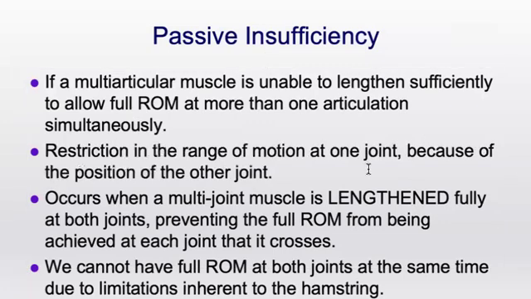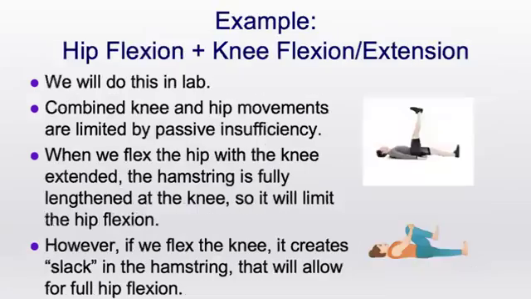Okay, this is when you have lengthened a multi-joint muscle fully at both ends, and it's going to prevent range of motion from being achieved at each joint. So you cannot have full range of motion at both joints when you have a multi-articular muscle. And so the example you're going to use in lab is the hamstring. And maybe you've done this before, maybe you haven't. But hip and knee movement, or hip flexion and knee flexion and extension, are linked through this passive insufficiency model.